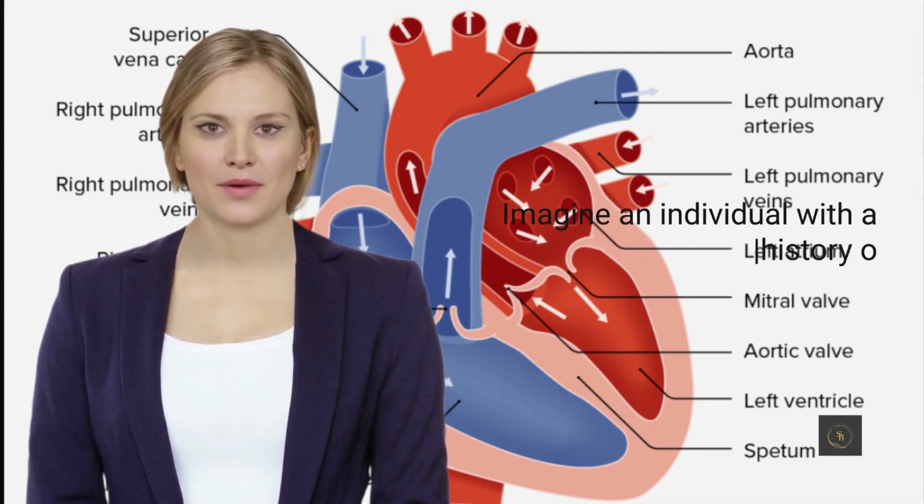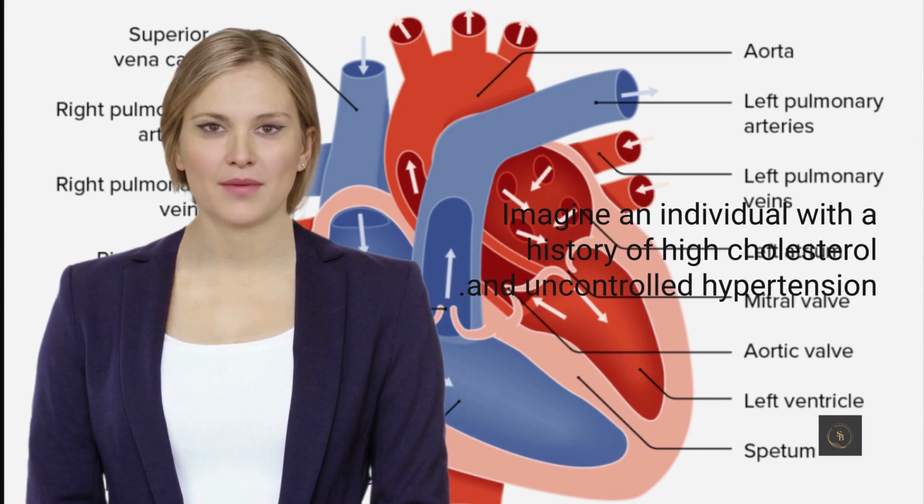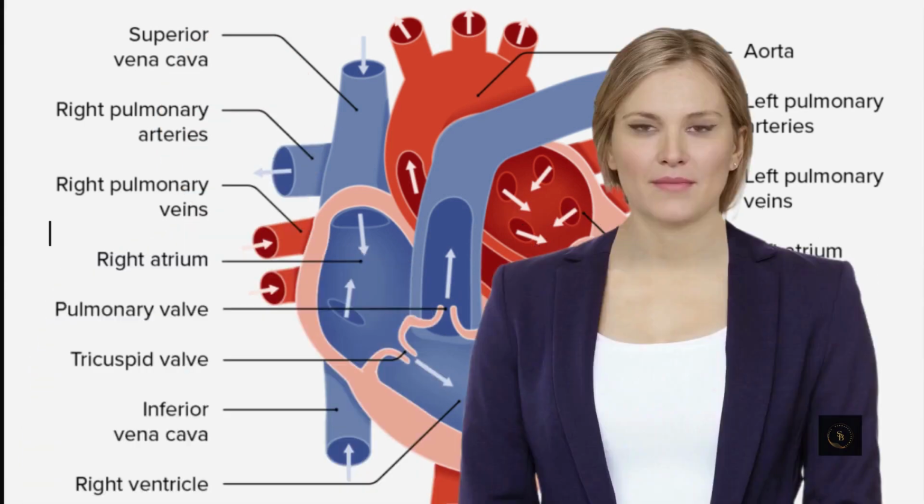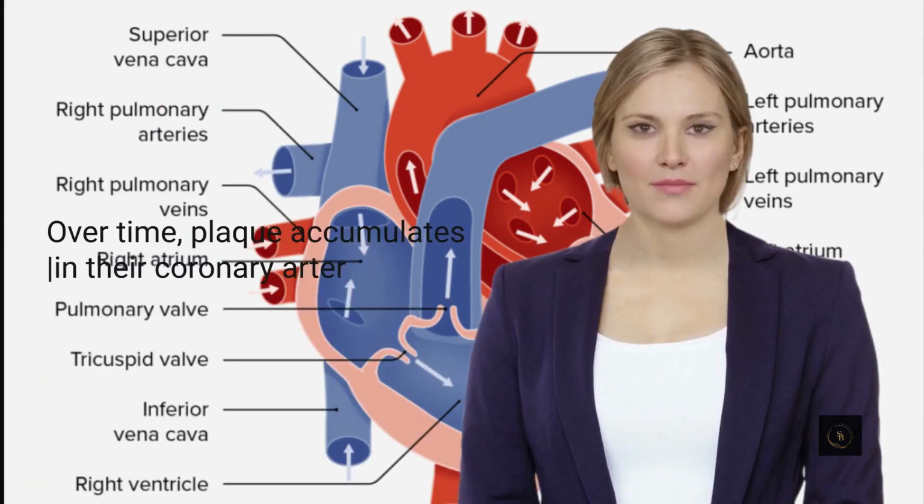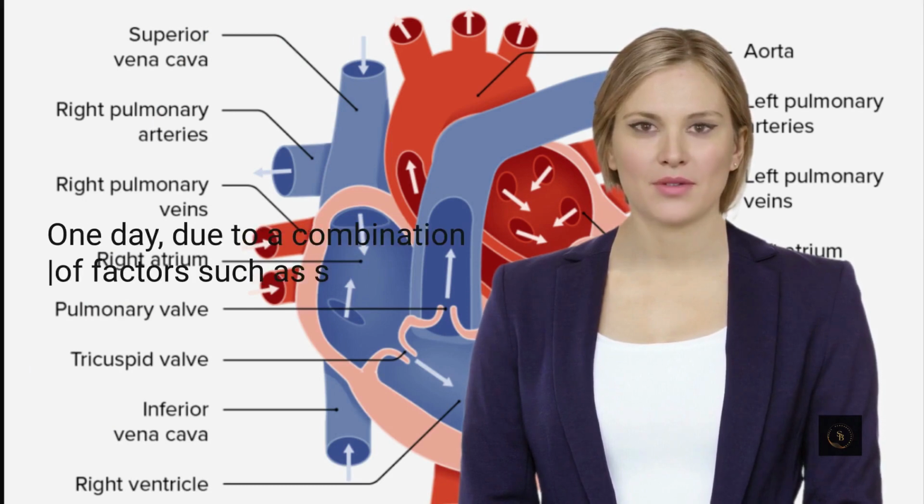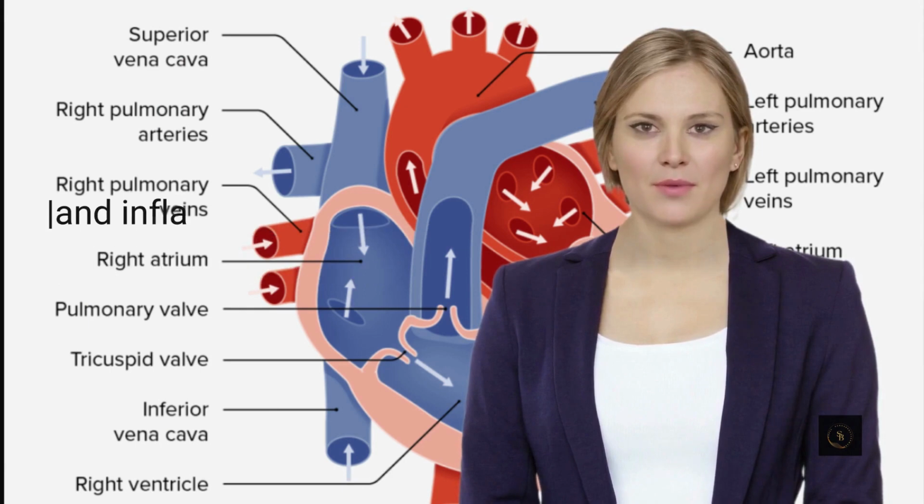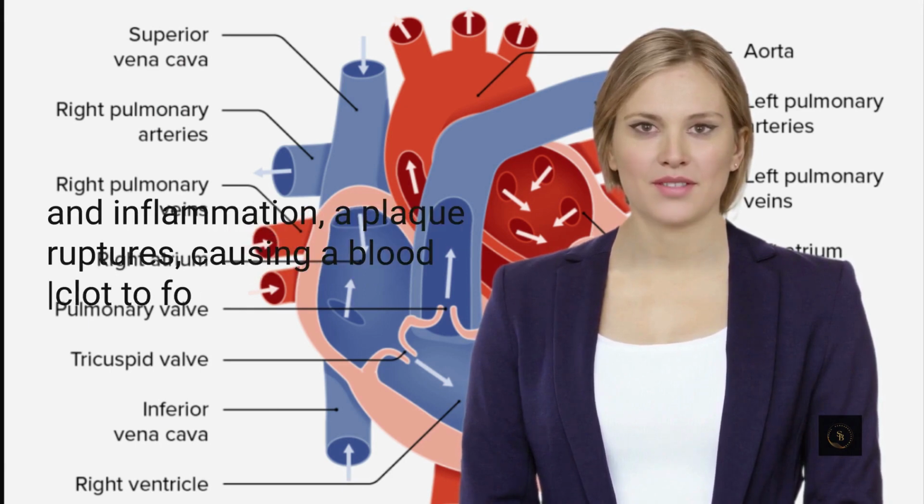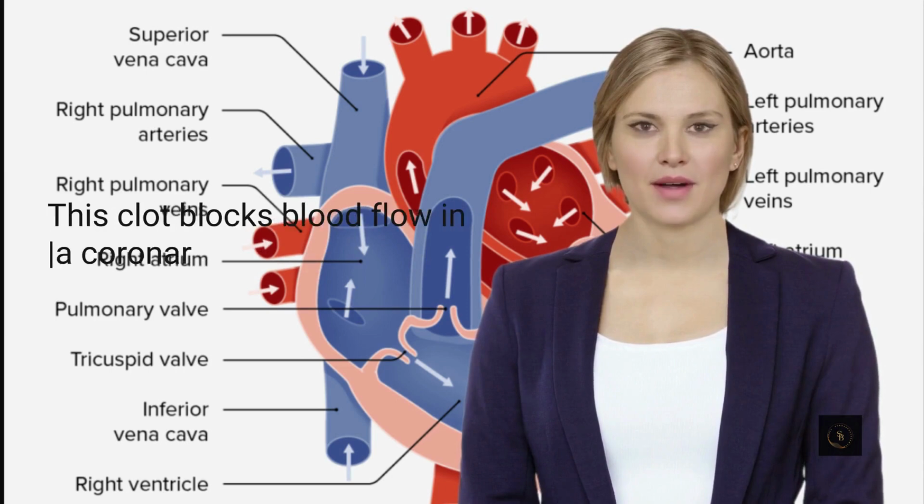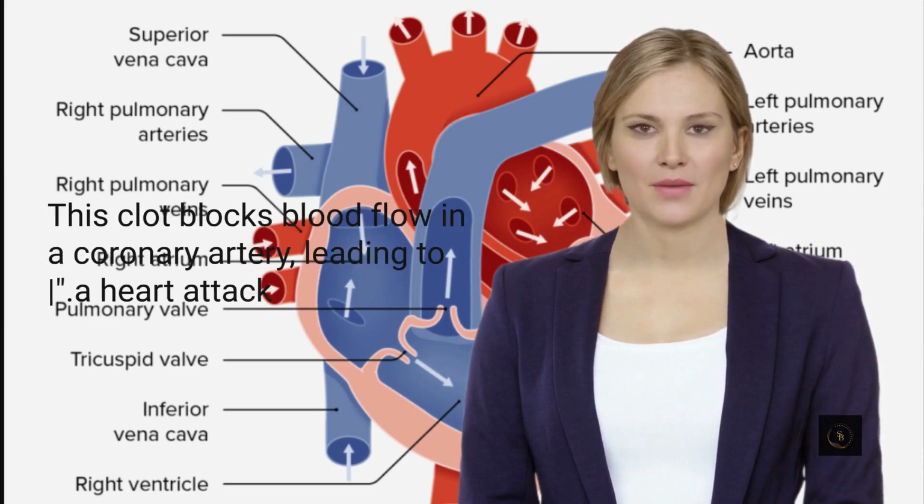Imagine an individual with a history of high cholesterol and uncontrolled hypertension. Over time, plaque accumulates in their coronary arteries. One day, due to a combination of factors such as stress and inflammation, a plaque ruptures, causing a blood clot to form. This clot blocks blood flow in a coronary artery, leading to a heart attack.